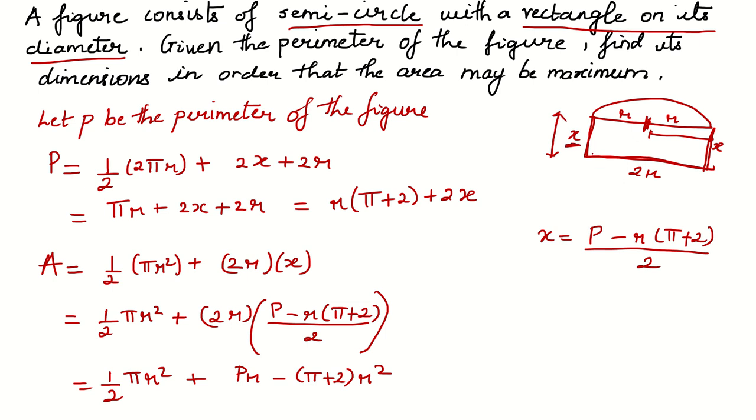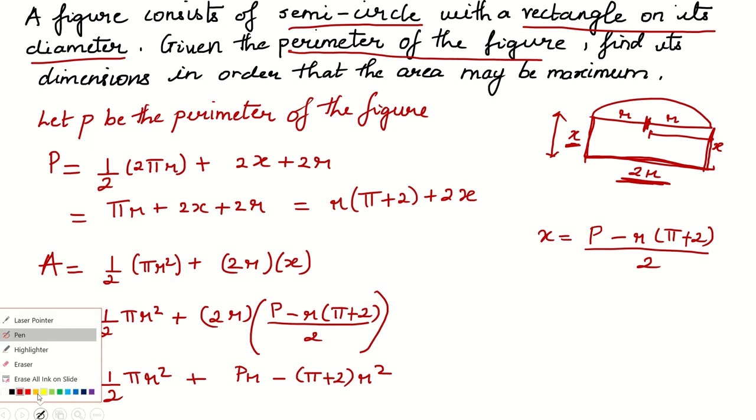Now look here, the length of the rectangle is nothing but the length of the diameter, hence it is 2r. Okay, so these are all the dimensions of the figure. They have said the perimeter of the figure is given. Basically you have to just find, let P be the perimeter of the figure, and we'll find the perimeter. Now see, what is the perimeter?